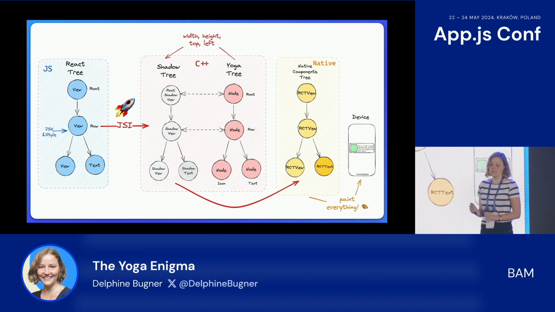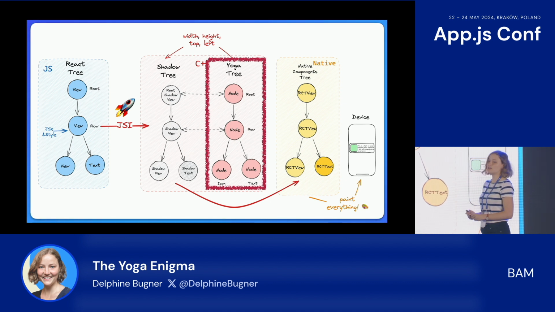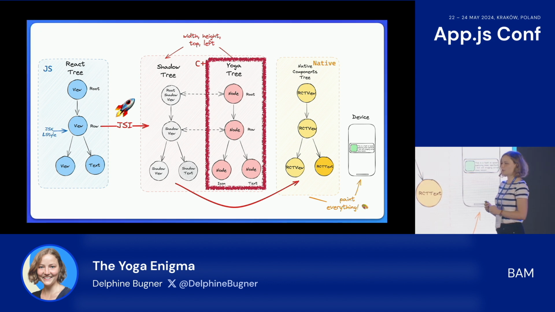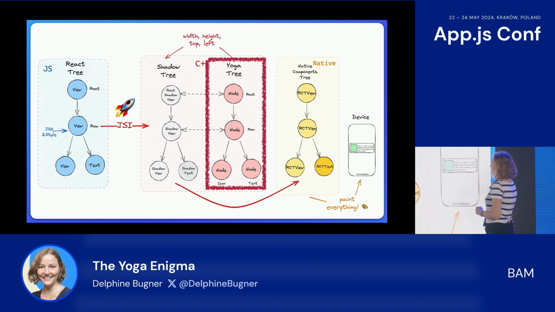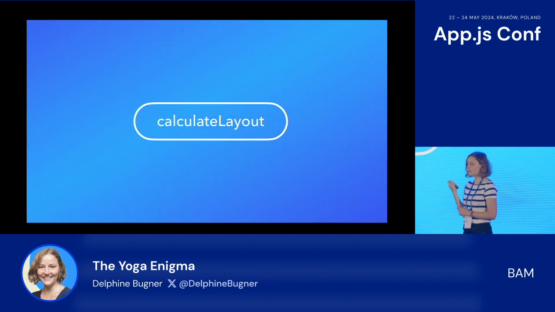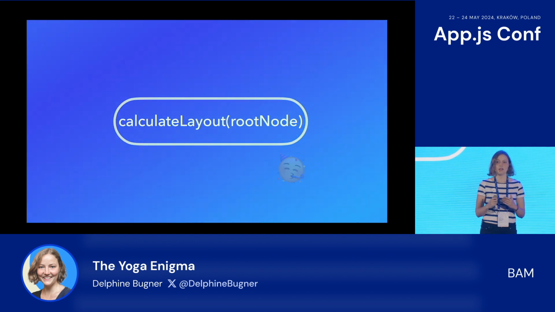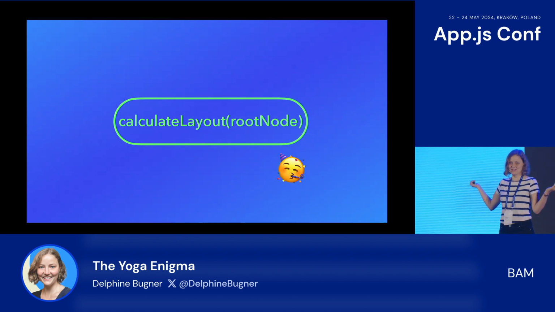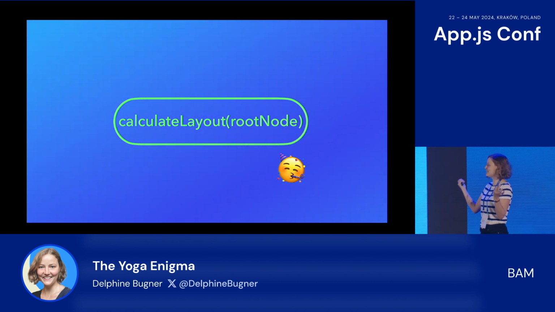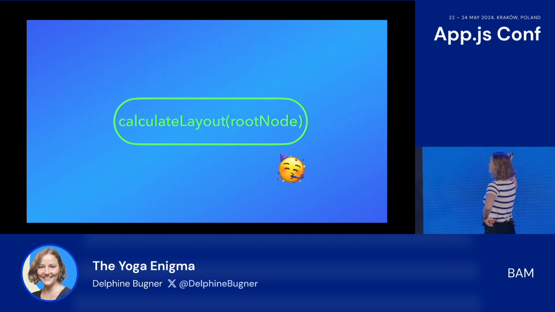The block that hasn't changed between the old and the new architecture is the one that interests us today: the Yoga algorithm. How does it work? This is what we are going to detail. The main function in Yoga is called calculate layout. You apply it on the root node, and yeah, that's it. You don't need to do anything else. You've got everything you need. So you're the after party, folks. No, of course. I'm going to detail a little more.